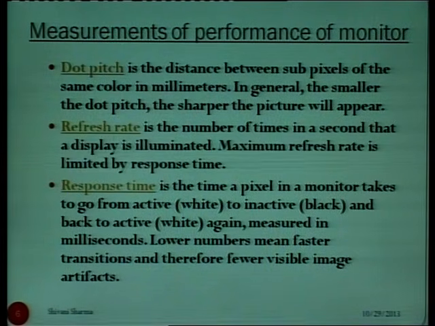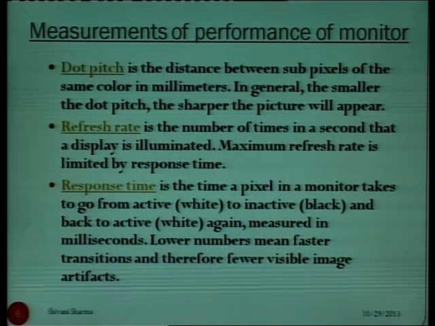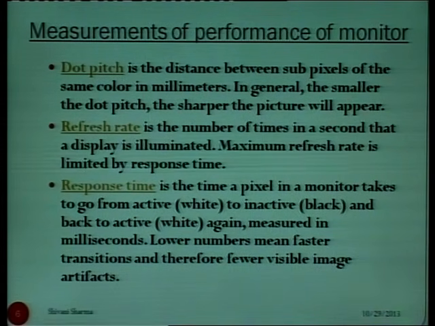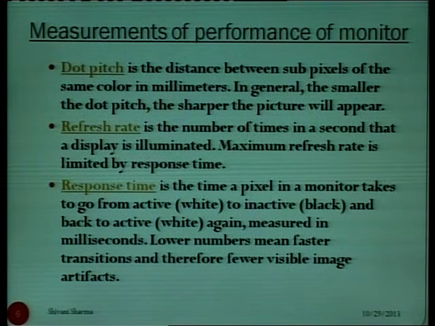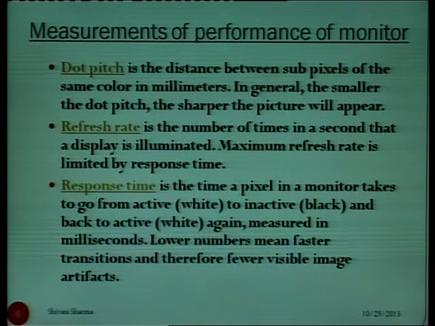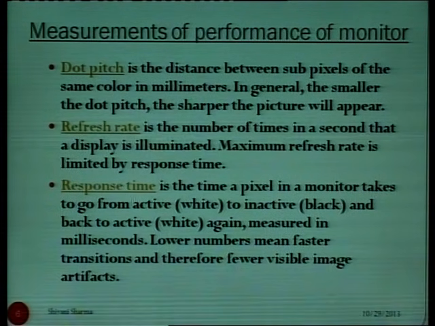So, the next performance characteristic is dot pitch, then refresh rate and response time. Dot pitch is the distance between the subpixels of the same color in millimeters. In general, the smaller the dot pitch, the sharper the picture will appear. When we are talking about the dot pitch, we are taking the distance between the subpixels of the same color, and the size is very small, which we can express in millimeters. The smaller the dot pitch, the sharper the image on the monitor.